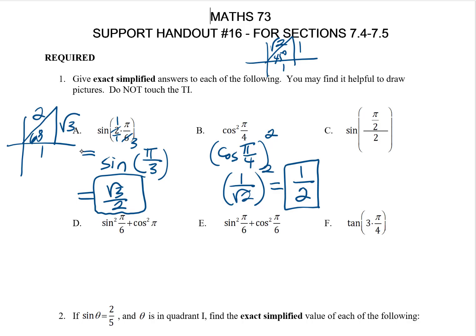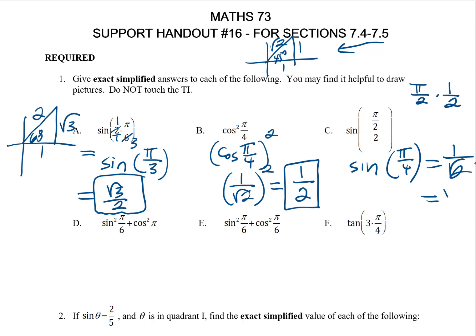Letter C is kind of like part A. I need to simplify the inside part there first. Dividing by 2 is the same thing as multiplying by the reciprocal of 2, which is 1/2. So pi over 2 divided by 2 is just pi over 4. And I can get that out of this same picture here. It is also 1 over root 2, although when we rationalize the denominator, we will get a final answer of root 2 over 2.